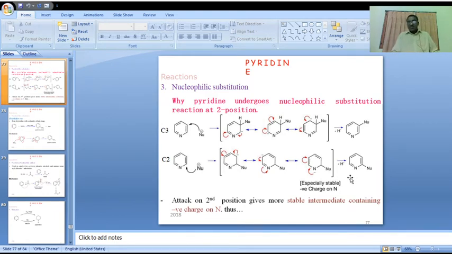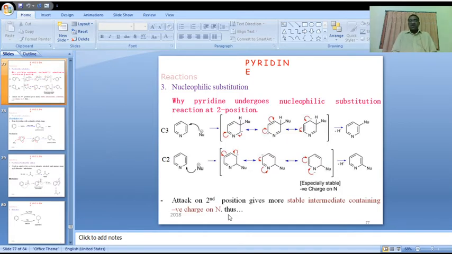Attack of electrophile on the C2 position, we are getting the same number of resonance structures as compared with C3 and C4. But please observe all these structures. Which one is more stable, which is less stable, what is the reason, we'll discuss once again. Attack on the second position gives a more stable intermediate containing negative charge on the nitrogen atom. Thus, the contributing resonance structures are very stable.